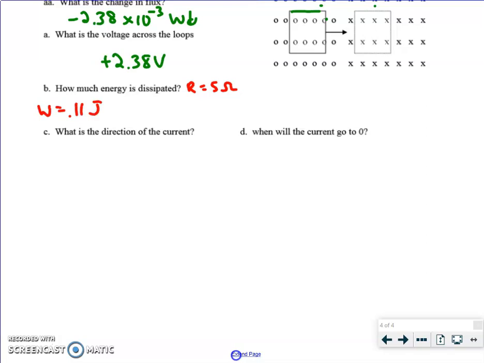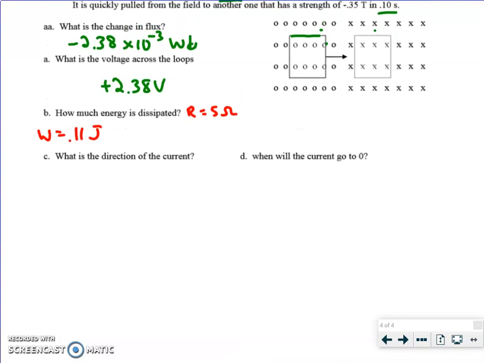Okay, direction of current. All right, that's a Lenz's law problem. Work it out for yourself, and you should come up with counterclockwise. And then when will the current go to 0? Well, let's answer that right now. So pause it, think to yourself, when will the current become 0? So the information you have is transitioning from here to that spot.